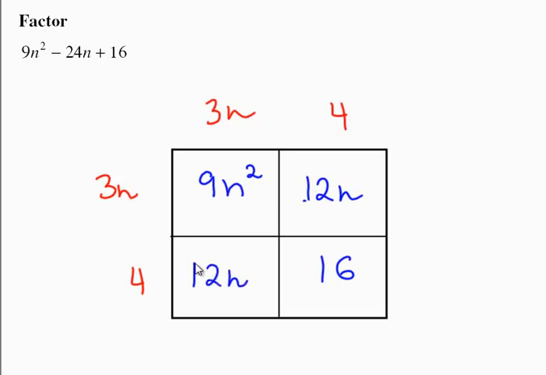If I leave everything the way it is, these two terms combined will give me positive 24n, but we notice that we need a negative. So I'm going to make both of them negative, which means that I need a negative 4 and a negative 4. Again, we have a square because we have length and width both being 3n minus 4. So I'm going to write the area as 3n minus 4 squared.